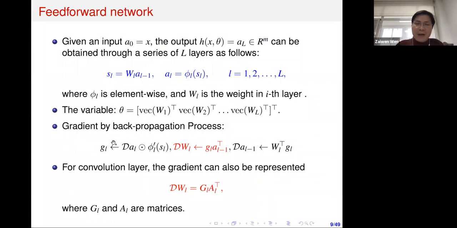We're going to take advantage of this kind of structure, but in stochastic gradient, we simply use the gradient in this way. Even if you take a look at the convolutional layer, the gradient can also be expressed as a multiplication of two matrices.